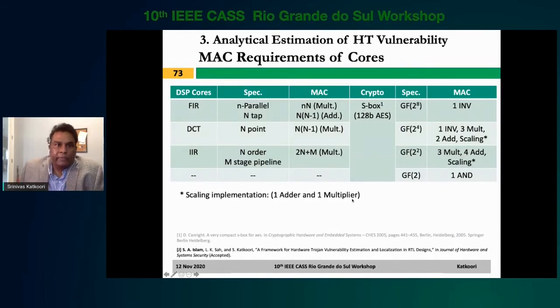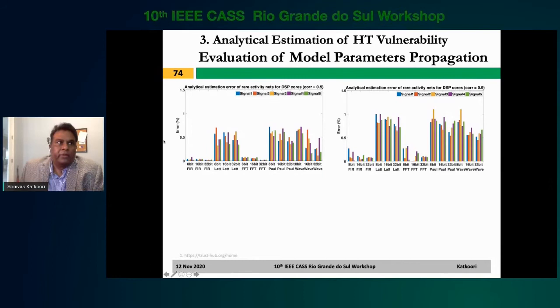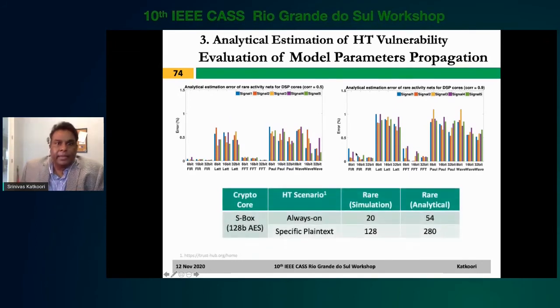We have again done this for a DSP core and for crypto designs and so on. For these designs, we checked whether this actually estimates properly for the entire design, and we do see that the error is very low, less than 1%. So this technique works very well to evaluate the RTL design.